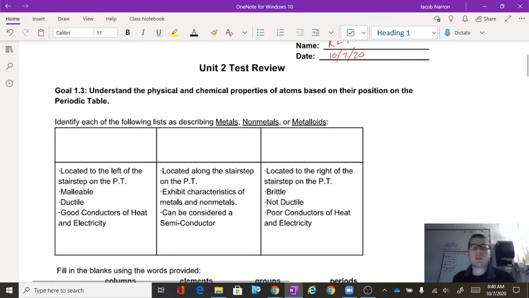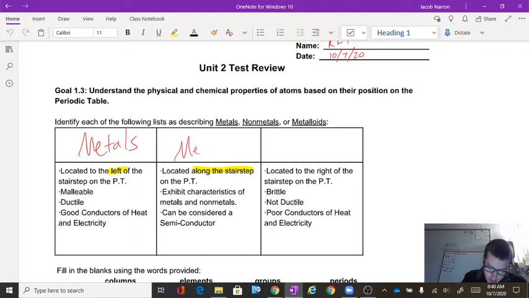Identify each of the following as metals, nonmetals, or metalloids. Well, if it says it's located on the left of the stair step, I already know these are the metals. The next one says located along the stair step. I know these have got to be the metalloids. And then the last one, by process of elimination, is going to be nonmetals.